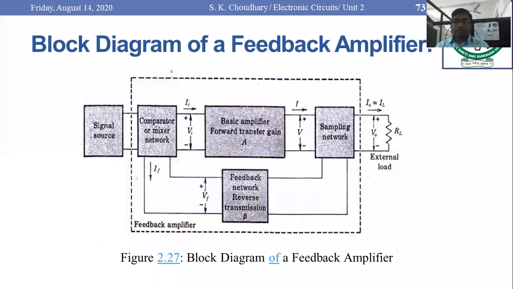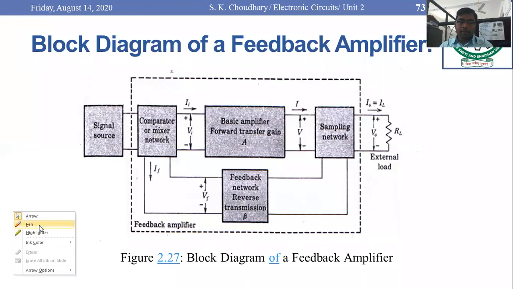So you can see in this block diagram of a feedback amplifier, there are certain elements like the signal source, comparator or mixer network, basic amplifier with the forward transfer gain A, as well as the sampling network and the feedback network. Okay, and we have started to discuss these blocks one by one.